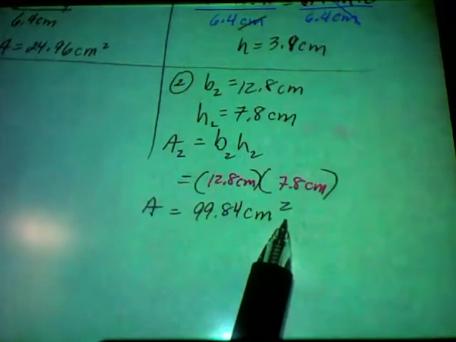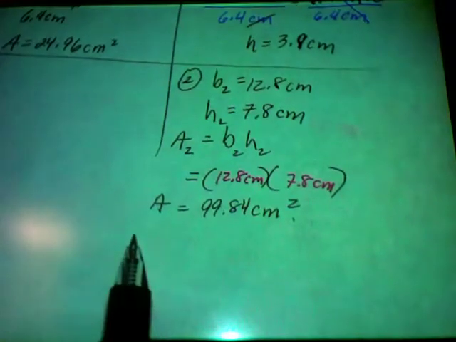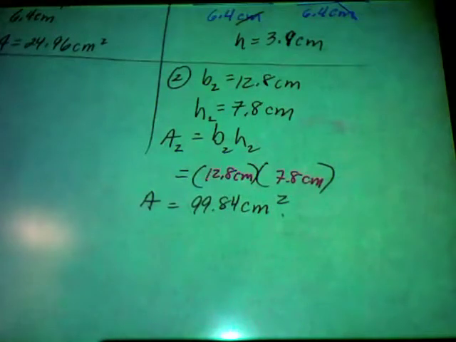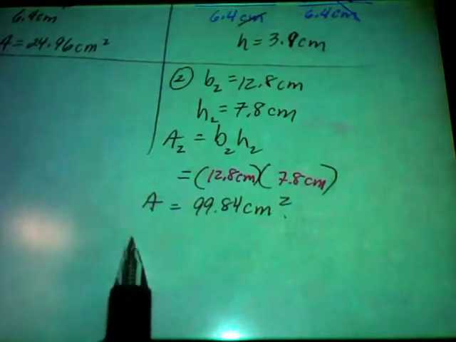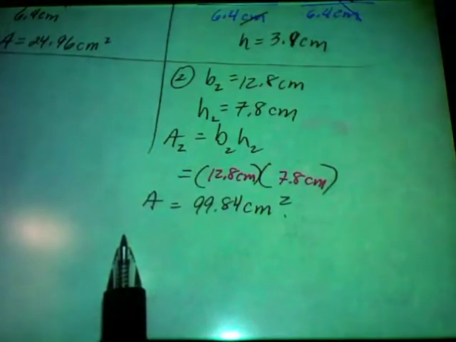So if I double my measurements and area is squared, what's 2 to the second power? 4. What if I tripled my measurements? What's 3 to the second power? So it would now be 9 times as big. What if I quadrupled my measurements? What's 4 to the second? 16 times as big. So that's what's happening.